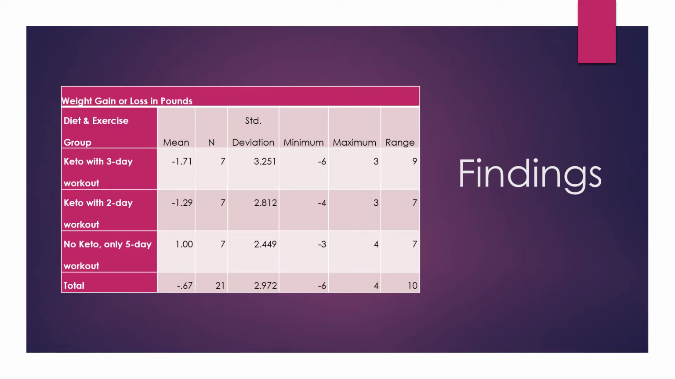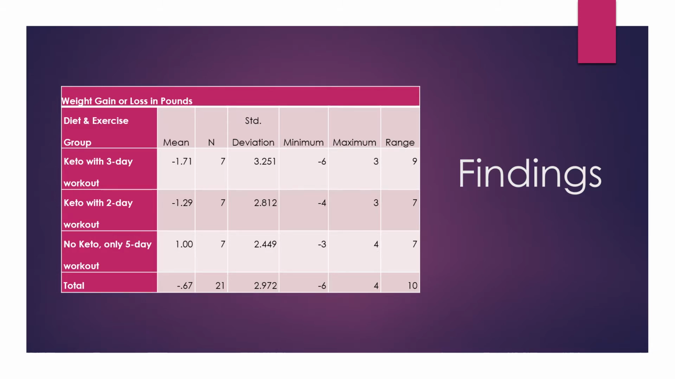Here are the findings for the data that I found for my first group, being on the keto diet for 3 days while working out. The mean was negative 1.71 with 7 participants, the standard deviation being 3.251, a minimum weight loss of 6 pounds, a maximum weight gain of 3 pounds, and the range being 9.